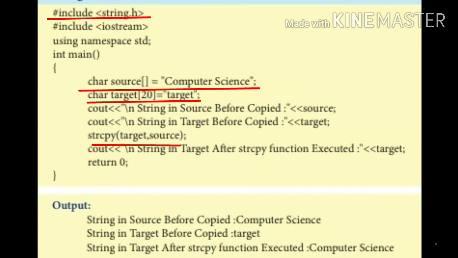In the next line we use string copy, that is strcpy of target comma source. So the source value is stored in the target, so the value of source, computer science, is stored in the variable target, and then we print the target, the output is computer science.